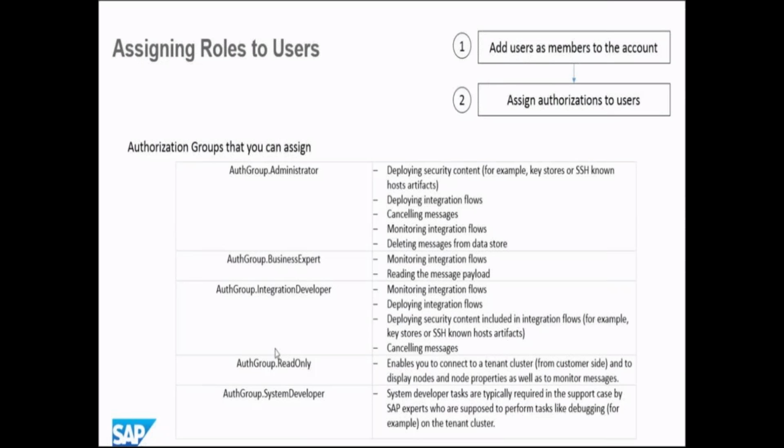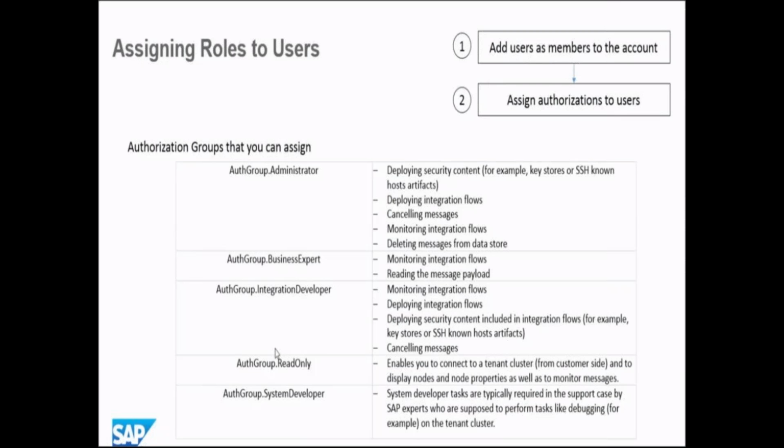Okay, so if you are an administrator, then their properties are assigned. You can deploy the security content. You can deploy the integration flow. You can cancel the message. You can do monitoring. You can delete the message from data store. So in all, it would be your super user, like we have a super user in your SAP PI. Same thing is your auth group administrator. So you have all the authorizations to this user.